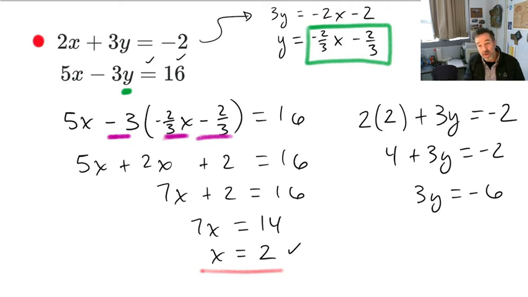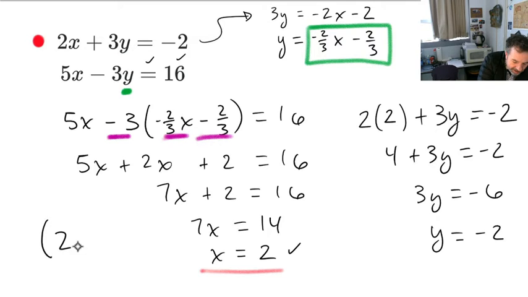And if I divide both sides by 3, I get y must be the number negative 2. So my solution is the point where x is 2 and y is negative 2. That's where these two lines will meet. They meet at 2, negative 2.